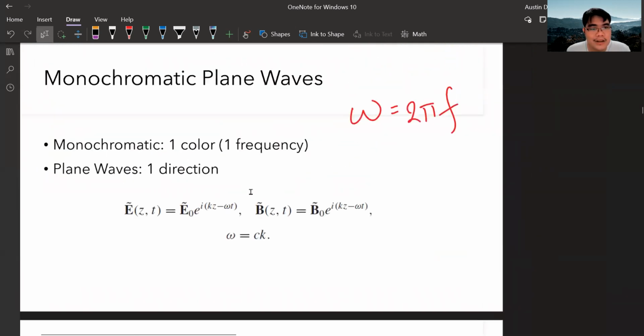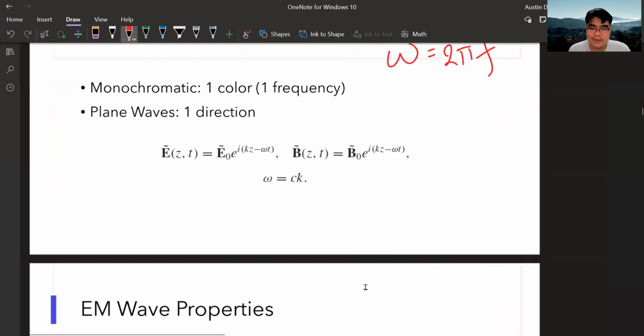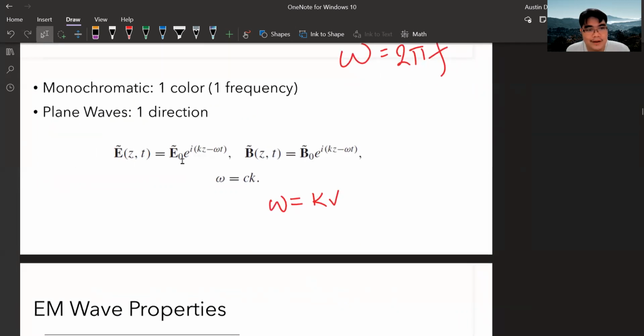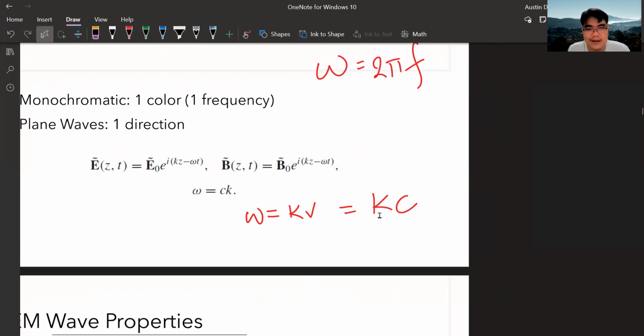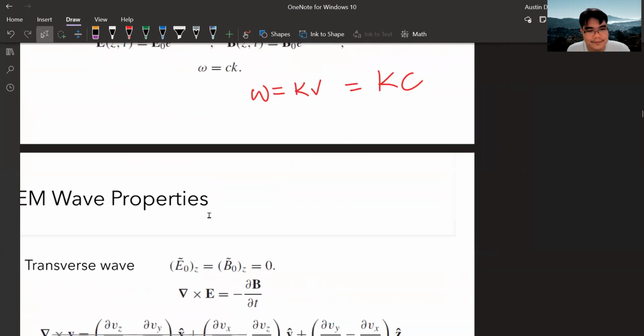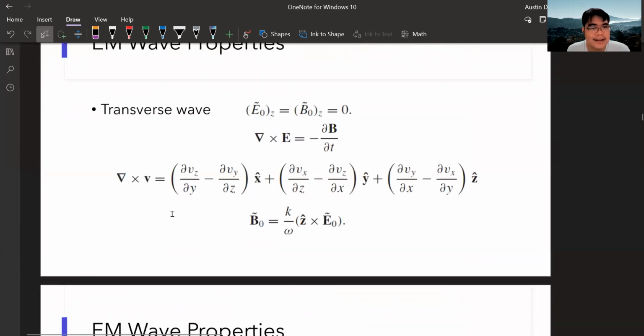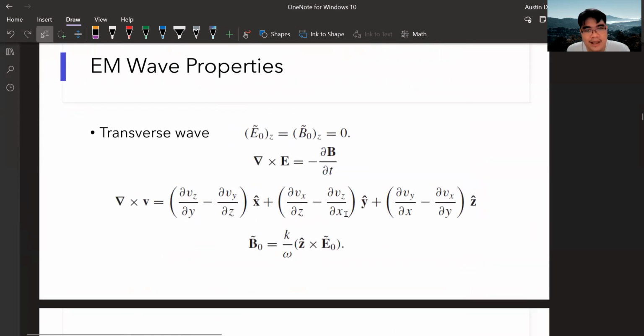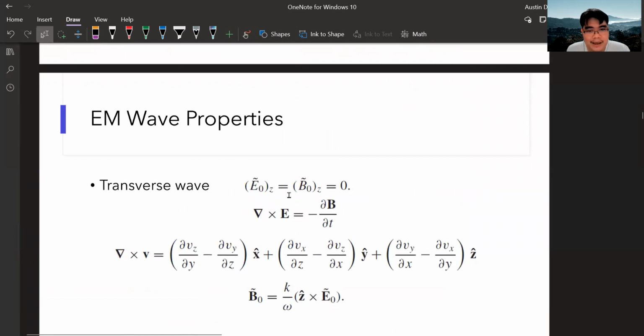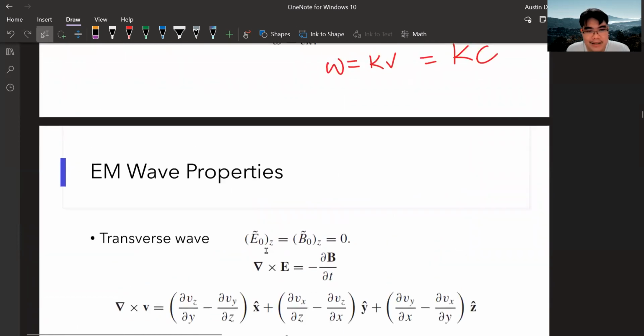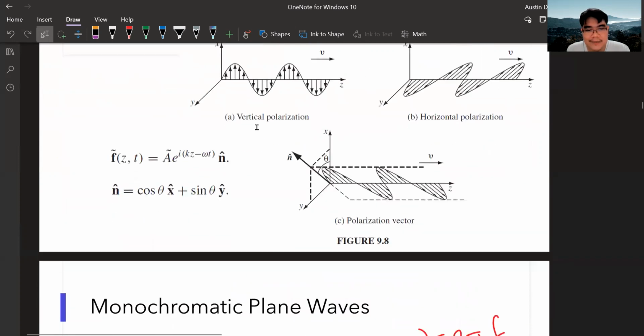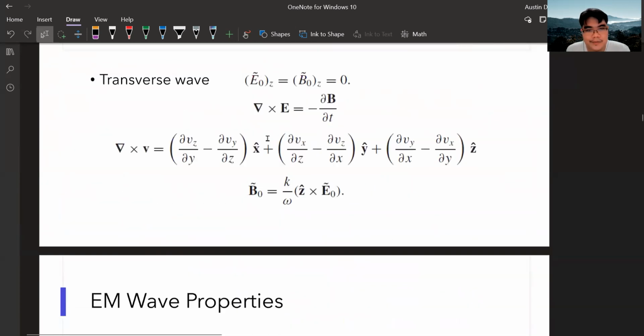Now, of course, for your electromagnetic waves, omega is equal to kV, right? Therefore, since we are talking about electromagnetic waves, V has to be c in vacuum. So, c is the speed of light. Cool? Okay. And what else? When it is an electromagnetic wave, it is a transverse wave, which means it has no dependence on z. This is what it looks like. These are transverse waves.